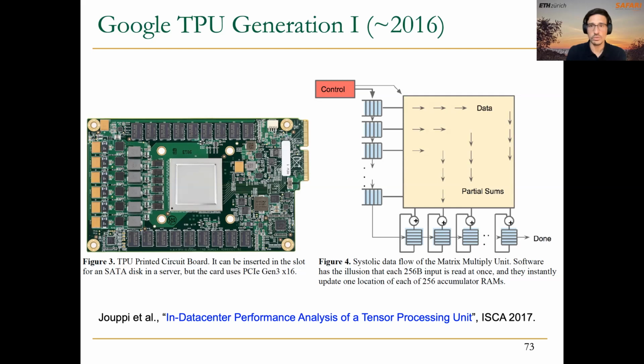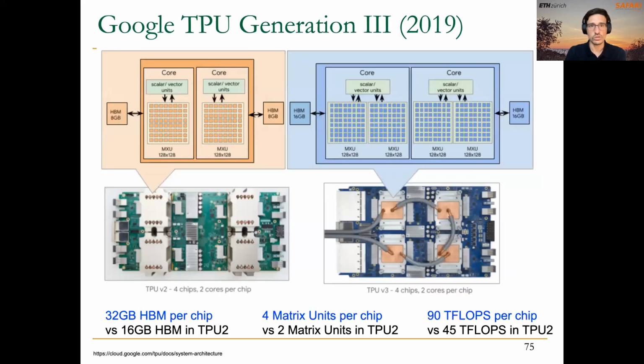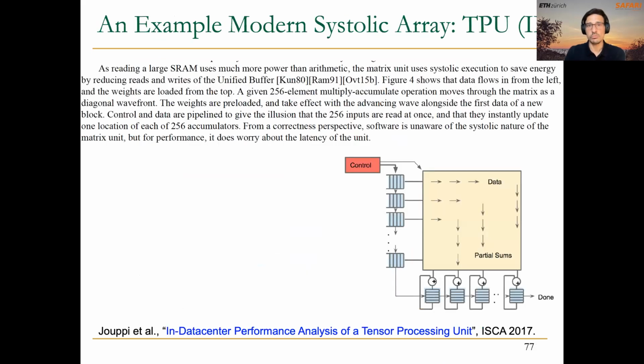at ISCA 2017. There have been, as far as I know, four generations of this TPU, each of them being twice as powerful as the previous one. This is generation 2 from 2017, generation 3, and the fourth generation in 2021 with a peak throughput of 250 teraflops per chip. This TPU is essentially a systolic array.